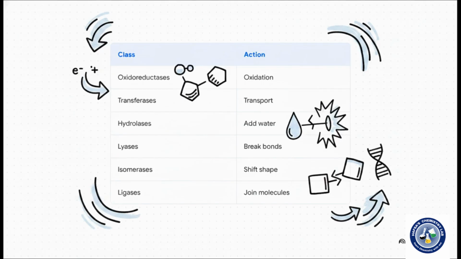Hydrolases, like your digestive enzyme pepsin, use water to cleave bonds. Lyases, like aldolase, also break bonds, but without using water. Isomerases catalyze structural shifts to change a molecule's physical shape. And finally, ligases, like DNA ligase, which essentially act as biological glue to join 2 molecules together.